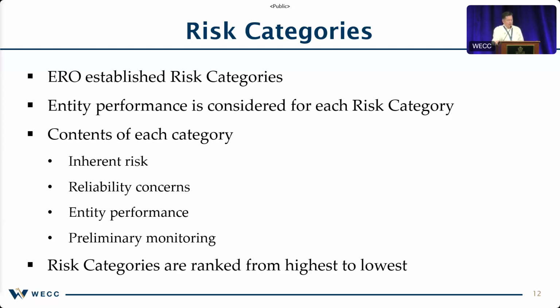So looking at all the unmitigated risks, the risk engineers will collaborate to place these risk categories in descending order from the highest risk to the lowest risk.